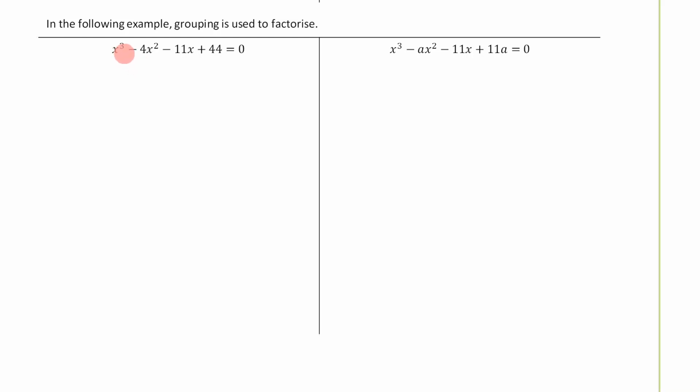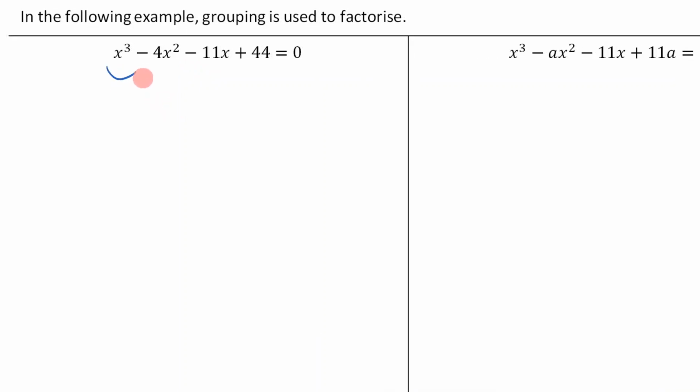So here's the question: x cubed minus 4x squared minus 11x plus 44. What you have to recognize is that I can factorize this first part, and then this second part, so the first two and the second two, grouping those together and factorizing them separately. In this part right here, I could take out x squared, and I would be left with x minus 4. And for this part here, I could take out negative 11, leaving me with x minus 4.